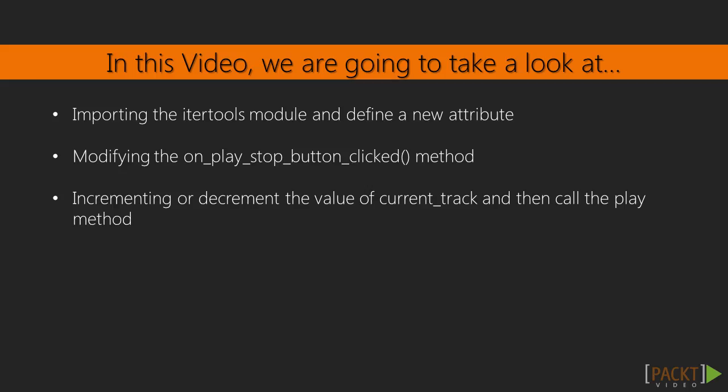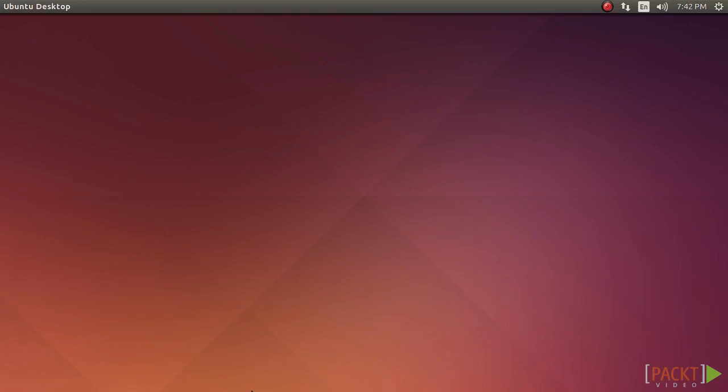In this video, we will code the features such as play stop, pause unpause, next track, previous track, fast forward, rewind, volume change, and mute unmute. Let's get started. First, we will see how to add the play stop function.